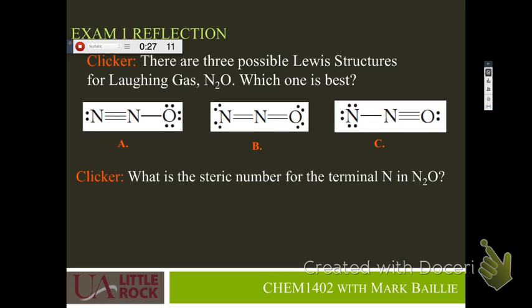So go ahead and click in what the steric number is for the terminal nitrogen in N2O. Make sure to determine all the others as well in that nitrogen. You can practice on the other molecules as well. Couple more seconds. This should be a pretty quick answer. Make sure your answer is submitted. Closing out.